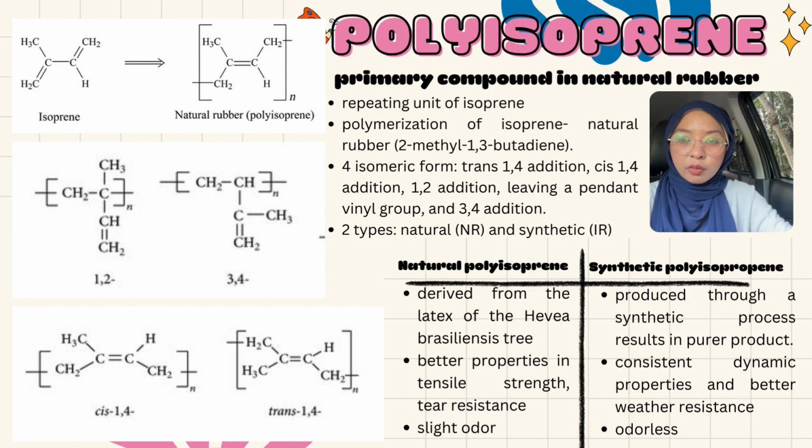Natural polyisoprene is derived from latex of the Hevea brasiliensis tree, while synthetic polyisoprene is produced through a synthetic process. The synthetic process results in a purer product. Next, natural polyisoprene has slightly better properties in terms of tensile strength, tear resistance, compression set, and flex fatigue resistance. Synthetic polyisoprene offers more consistent dynamic properties and better weather resistance due to its purity. Lastly, synthetic polyisoprene is odorless, while natural polyisoprene may have a slight odor due to the presence of organic compounds.